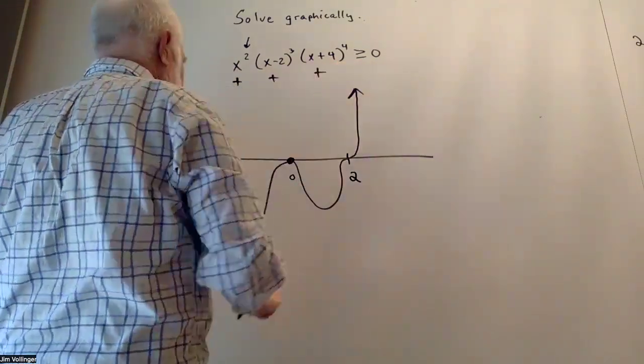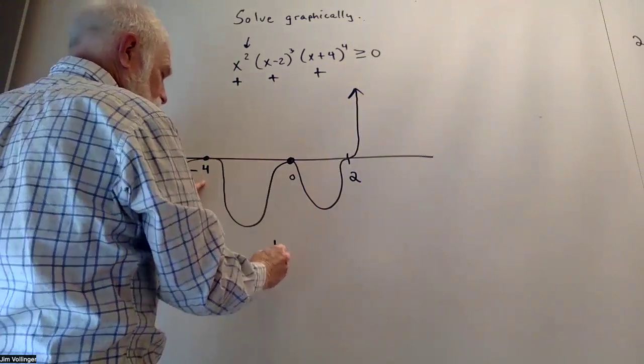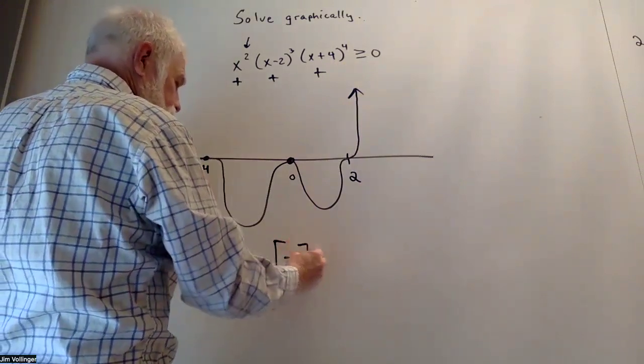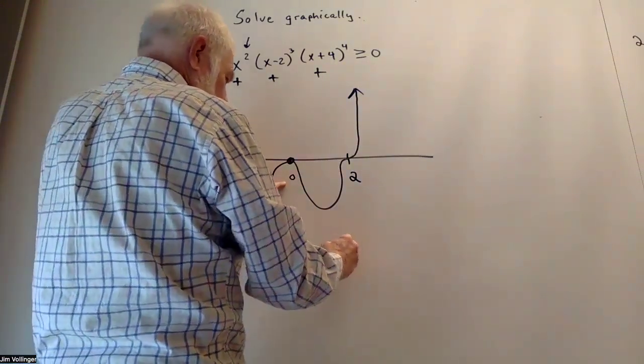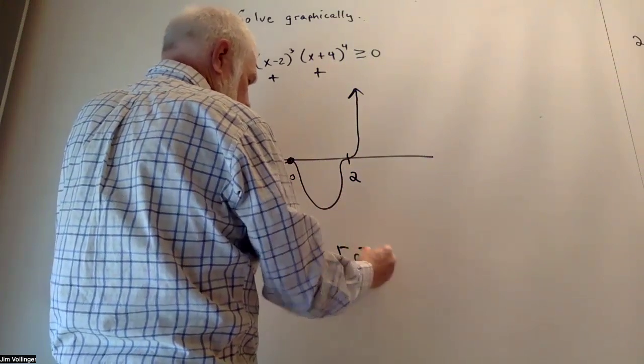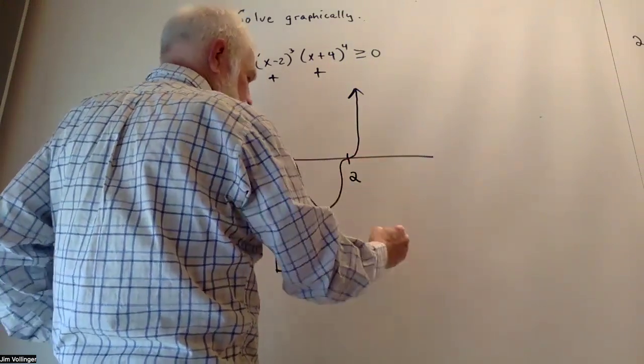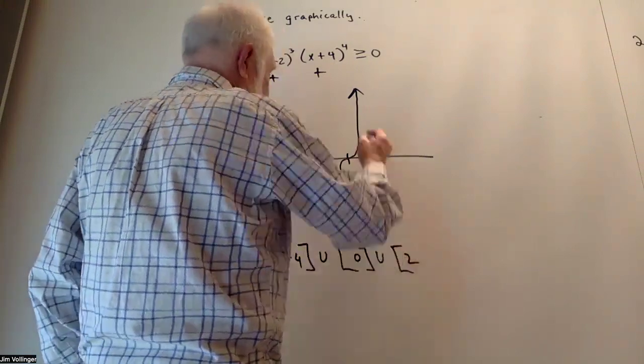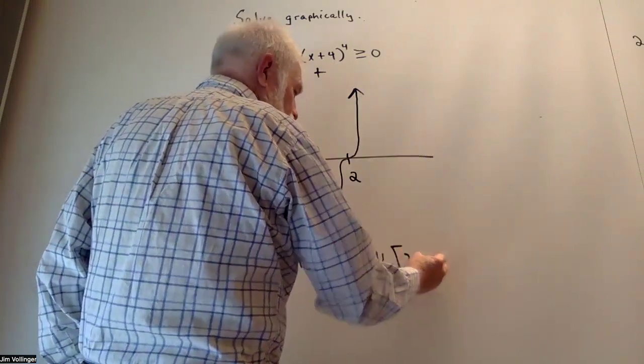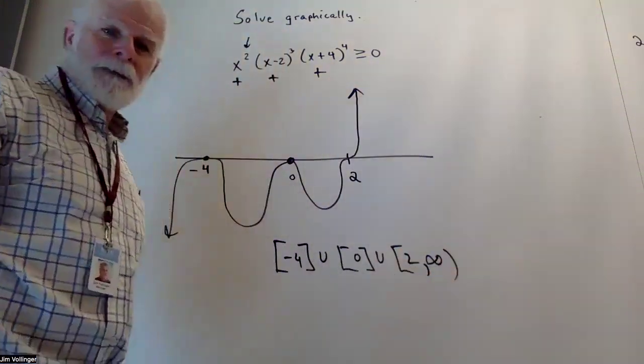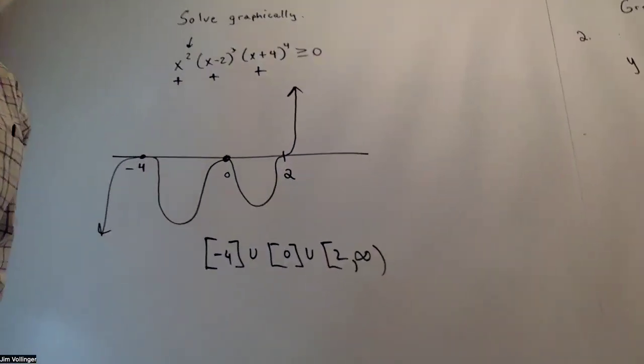When am I greater than or equal to 0? Well, I'm equal to 0 at -4. I'm equal to 0 at 0. And I'm equal to 0 at 2. And I'm certainly bigger for all x values heading to infinity. All right, so I captured all of that.